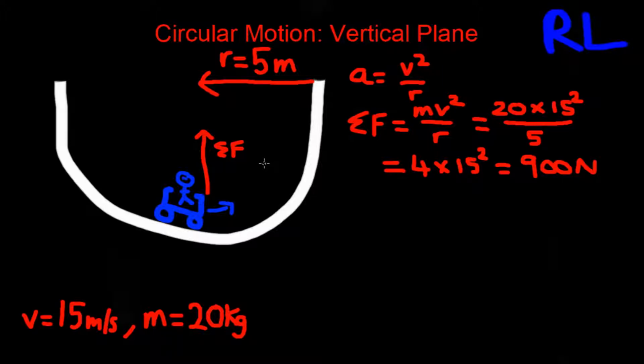We also know the net force is not a real force of its own, it's just the addition of all the other forces acting on the object. In this case, we're only thinking about gravity and the normal force. So we know gravity always acts down. In this case, the force of gravity is just going to be given by the mass times gravity. So in this case, 20 times 10, 200 newtons.